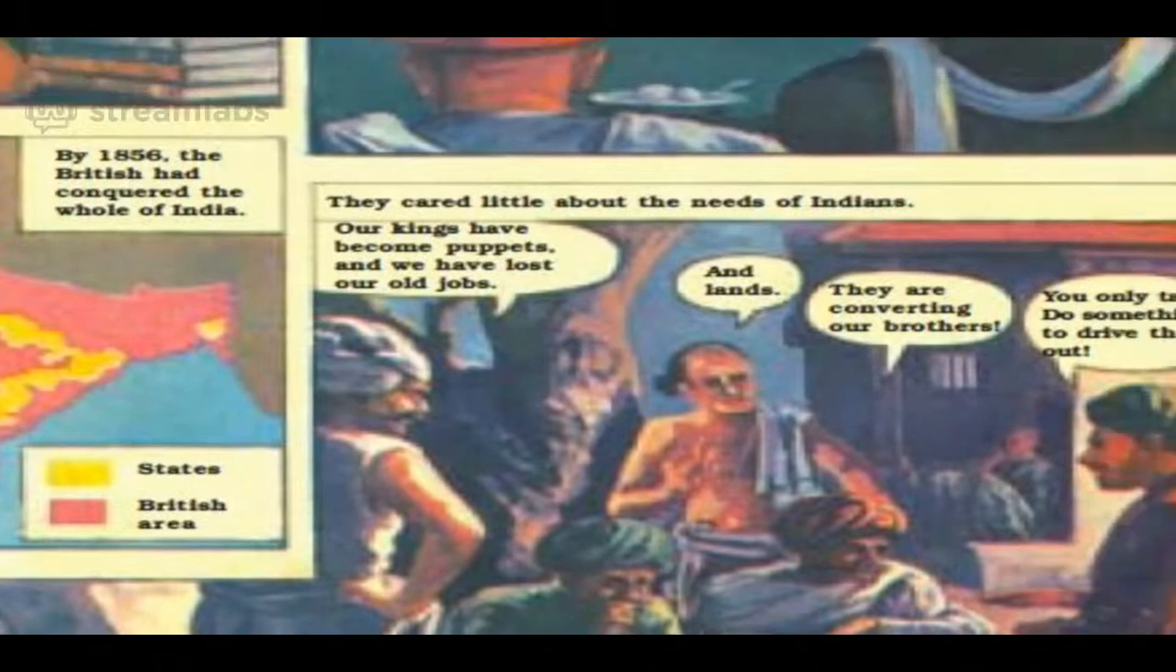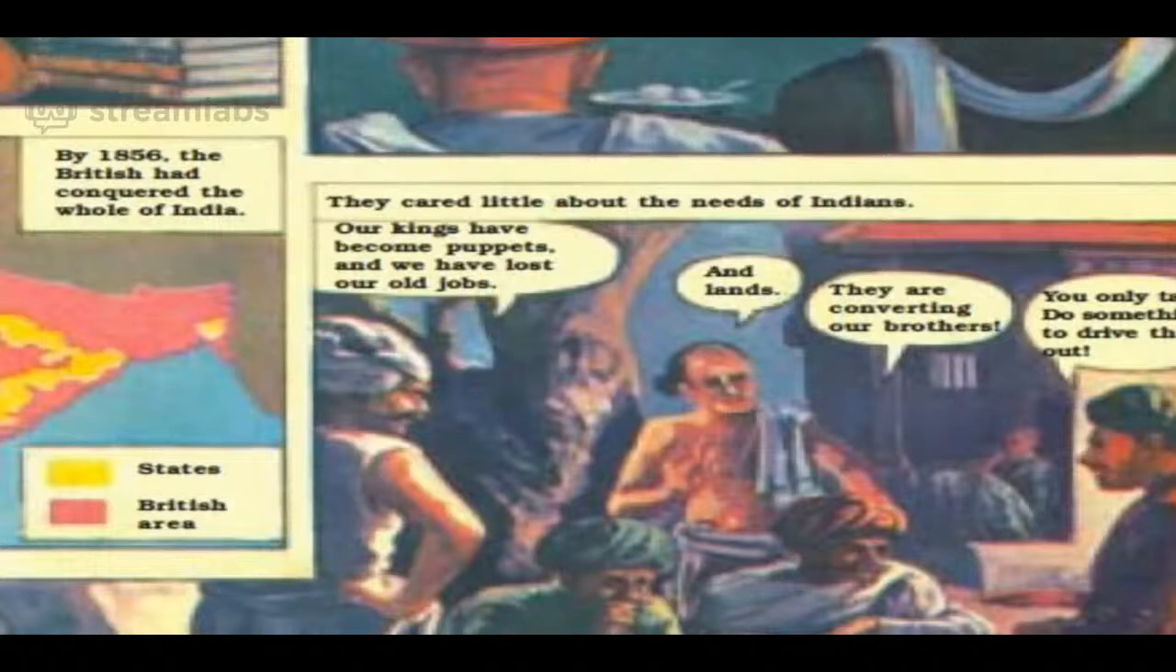Okay. Now next picture. Now they are Indians. Now they were not happy. The unhappiness was brewing up, was slowly spreading among the Indians. They're talking. They cared little about the needs of Indians, and Indians are talking among each other. Our kings have become puppets, and we have lost our old jobs and lands also. They are converting our brothers. You only talk. Do something to drive them out.